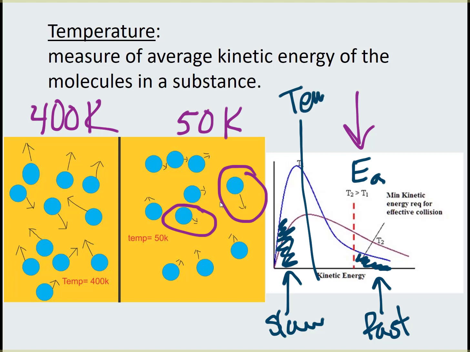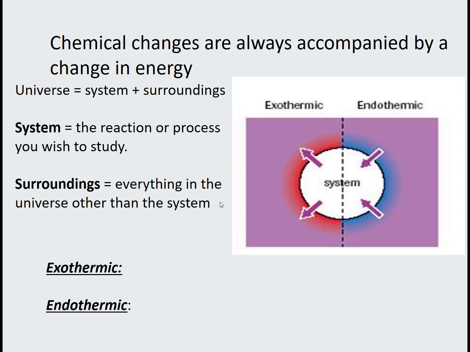But you're always going to have some that are slow and some that are fast, and the average would be the temperature. I have another curve here in purple, and this is representing a warmer temperature. You can see that it also has molecules that are going slow, but we have more molecules that are going faster. So in this case, more molecules are able to achieve that activation energy, so more will be able to react. So temperature is a measure of the average kinetic energy. Not all molecules are going at the same speed. You're going to have some going slow, some going fast, but the average is called the temperature. Chemical changes are always accompanied by a change in energy.